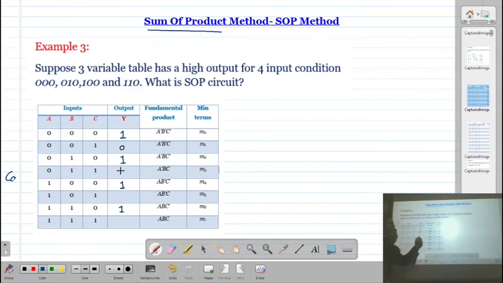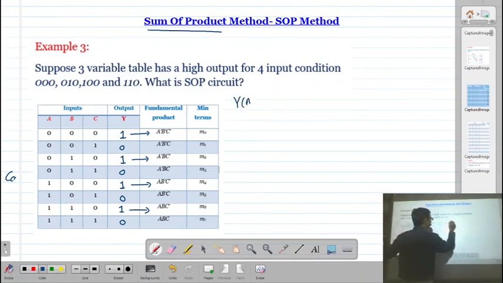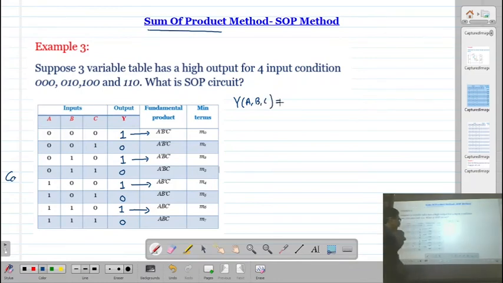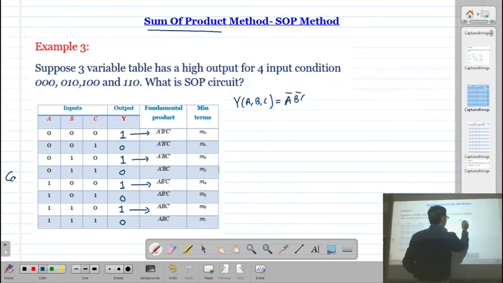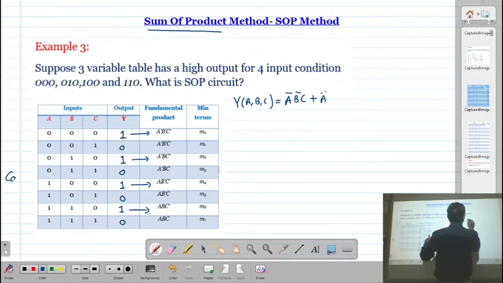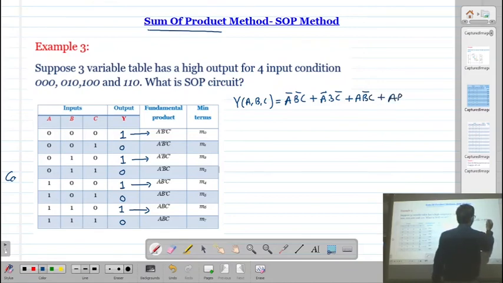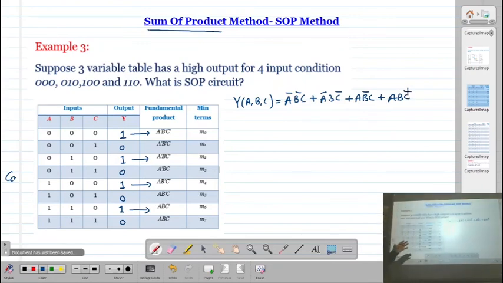And therefore, for the rest of the combinations, if you want to finish the truth table, then you put a 0. Now, wherever your output is high, for that you have to write the fundamental product. Correct? So these are the fundamental products, and how to write the fundamental product you already know. Now you take the sum of these fundamental products, then it will give you the expression. That is, it is a function of A, B, and C, and that is equal to A bar B bar C plus A bar B C bar plus A B bar C and the fourth one is A B C bar. Okay?